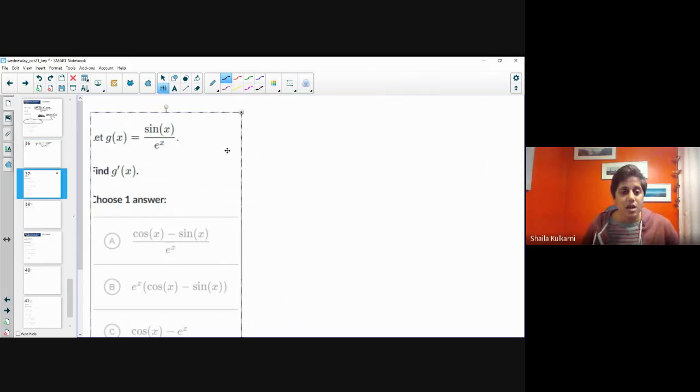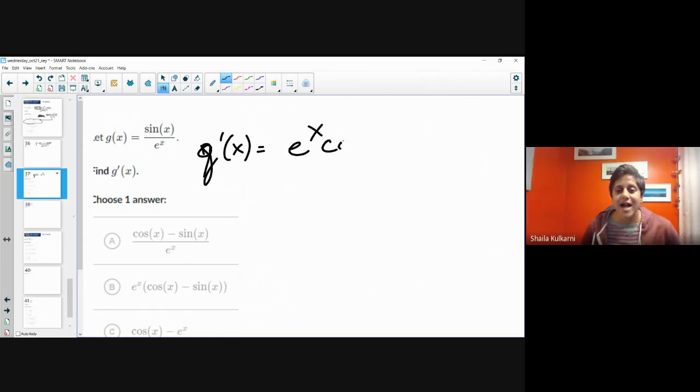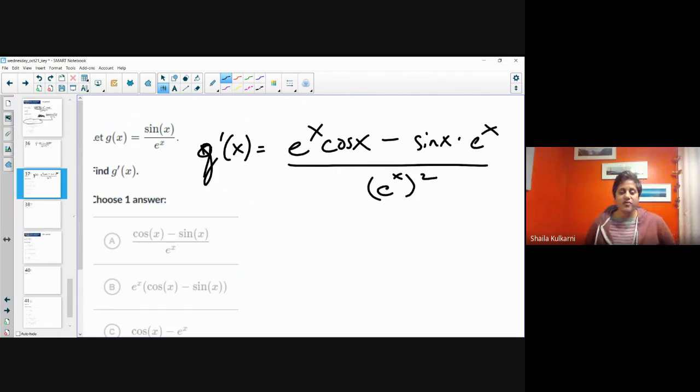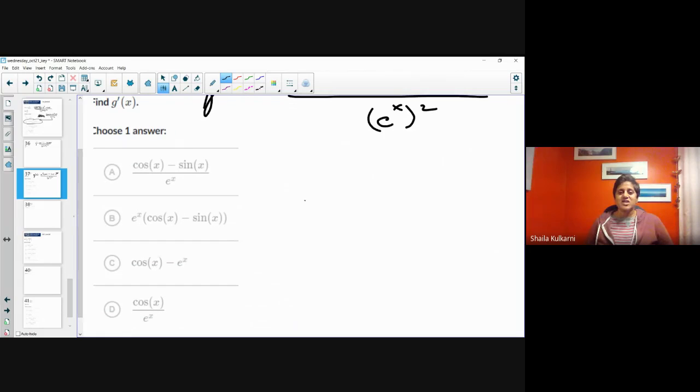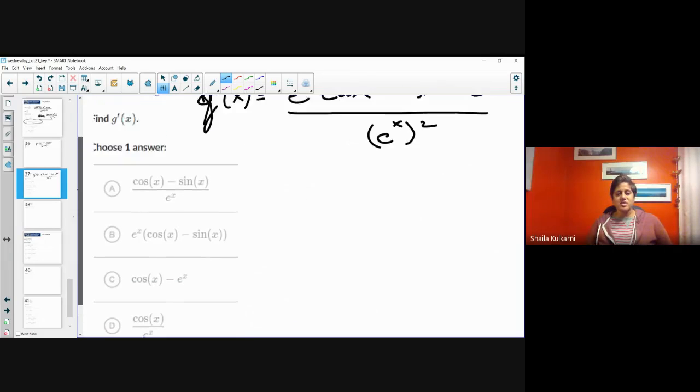Low, oops, that's a G, isn't it? Let's do that. Low, D high, minus high, D low, all over low squared. Let's see if we have anything that matches this. Ooh, let's see. I don't have anything that matches it. So let's see what I can do.